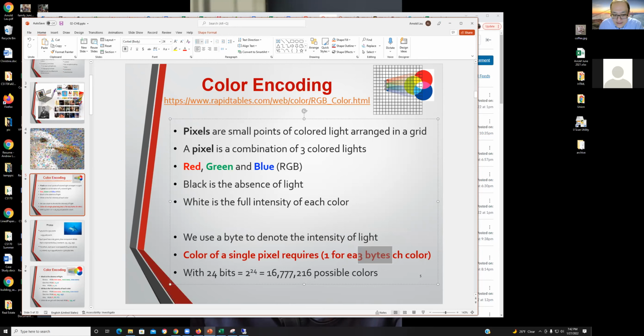And then if you have 24 bits, which is 2 to the 24th, it's going to give you this big number, 16,777,216 possible colors. So that's a decent amount of colors. And when you get into some of the compression later on, there are some tricks to do similar types of colors with less.